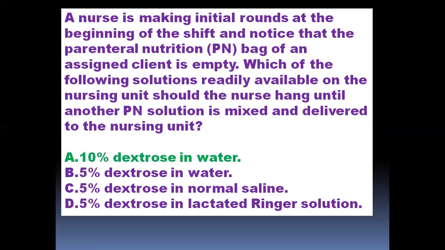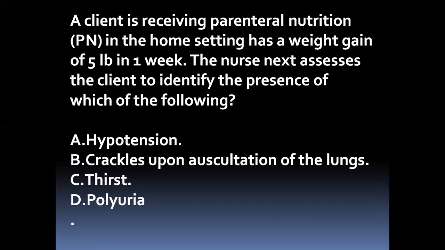Got the point? So what is the answer? It is 10% dextrose in water. Okay. Let's see the last question. A client is receiving parenteral nutrition in the home setting, has a weight gain of 5 lb. I have told you already, they are not giving it in kgs. Okay, 5 lb means 5 pounds. It will be 2.2 kg. Okay, in 1 week. The nurse next assesses the client to identify the presence of which of the following.